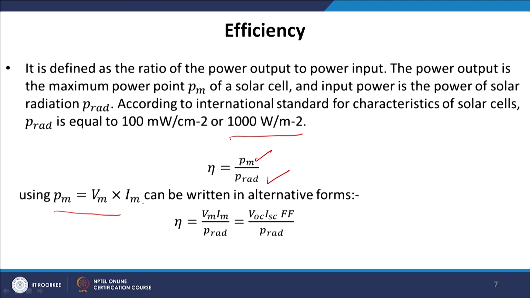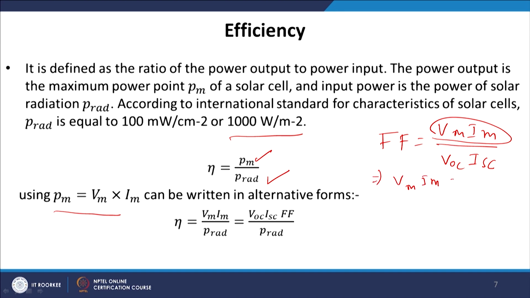And we can write this maximum voltage times maximum current as open circuit voltage times short circuit current times fill factor, divided by P radiation, because we have just learned that fill factor is equal to Vm Im divided by Voc into Isc. So Vm Im can be written as Voc times Isc times fill factor. That is exactly what we have written here: open circuit voltage into short circuit current into fill factor divided by the P radiation. If we multiply it by 100, we will get the efficiency in percent.